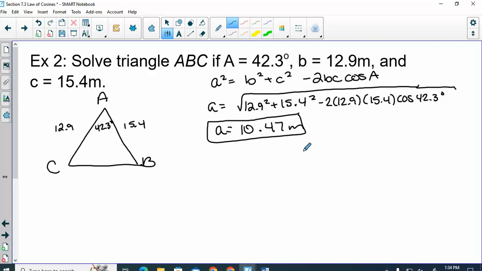So at this point, I now know all of my sides. We have to find the remaining angles. We have a couple options. How could I find angle B, for instance? Could we do the law of sines now? We have a complete set.